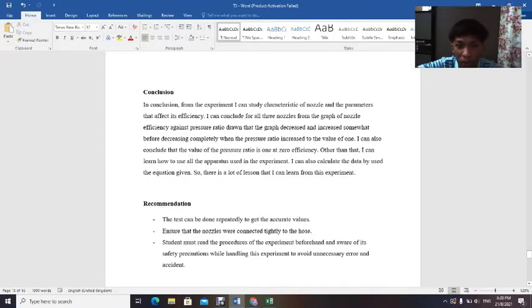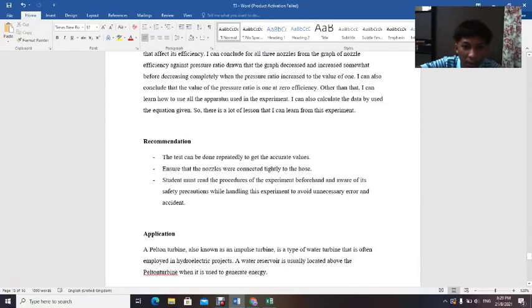I can also conclude that the value of the pressure ratio is 1 at 0 efficiency. Other than that, I can learn how to use all the apparatus used in the experiment. I can also calculate the data by use the equation given. So there is a lot of lesson that I can learn from this experiment.